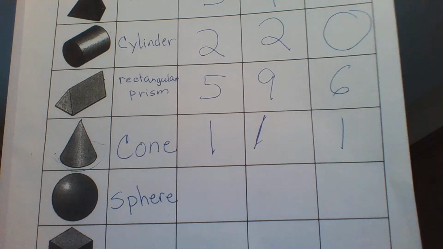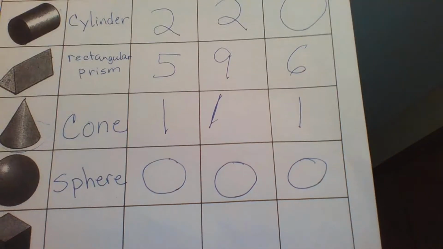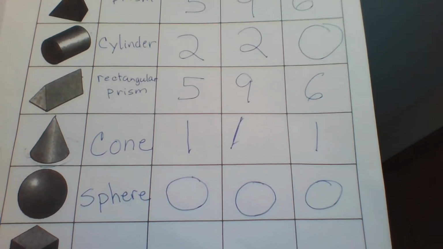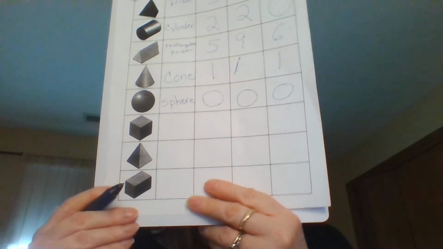So our next one is the one that everyone loves to say, and that is the sphere. Sphere. You have to make a face. Sphere to say it correctly. And sphere is fun because it has no faces, no flat surfaces. It has no edges, and it has no vertices. 0, 0, 0. It is made up entirely of a curved surface. 0, 0, 0.